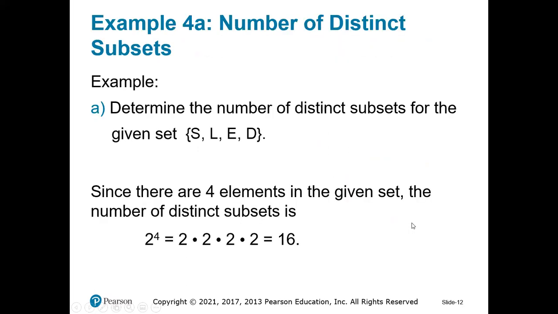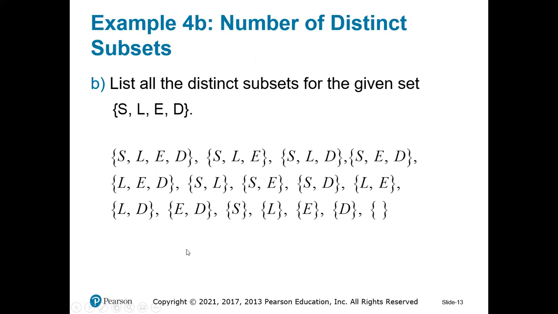All right, well, here's an example. Suppose we have a set with these capital letters, S, L, E, D. So how many subsets do we have? We have 2 to the power 4, which is 2 times 2 times 2 times 2, which is 16. And here they are. I'm going to list all the subsets.